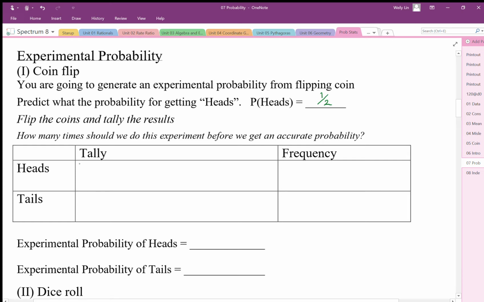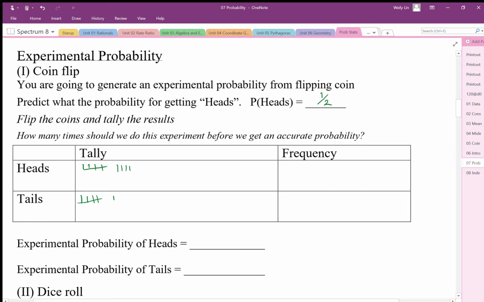As you get a heads, I'm going to make a mark here. I got heads, heads, heads, tails, heads, tails, tails, heads, heads, heads, heads, tails, tails, tails, heads. And we're just going to make a tally as we do our experiments.